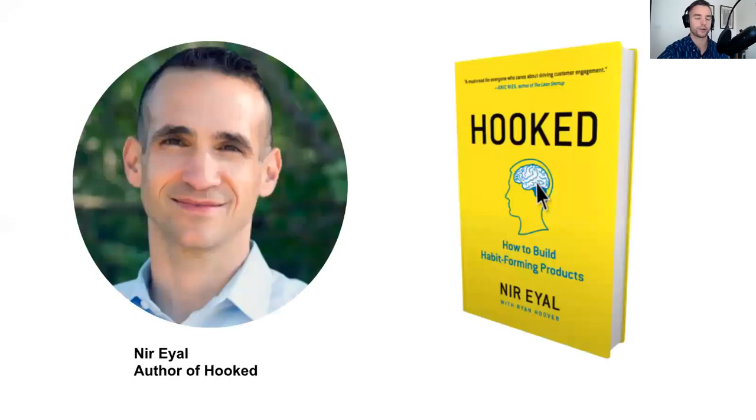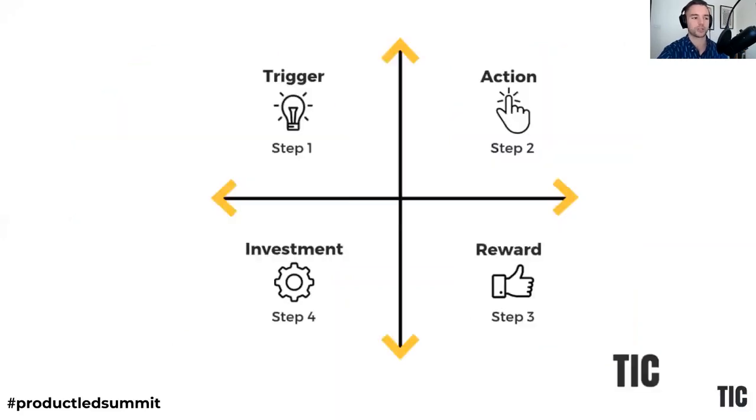The whole model here is really based off Nir Eyal and his book Hooked. This is one of the reasons why I had to have Nir speak at the Product Led Summit. What I'm going to share with you is his habit loop model, which is a really simple way to build habit loops in your product so that people keep coming back and using your product over and over. Here is an example of how Twitter strategically uses the habit loop to get you to come back to their product over and over again.